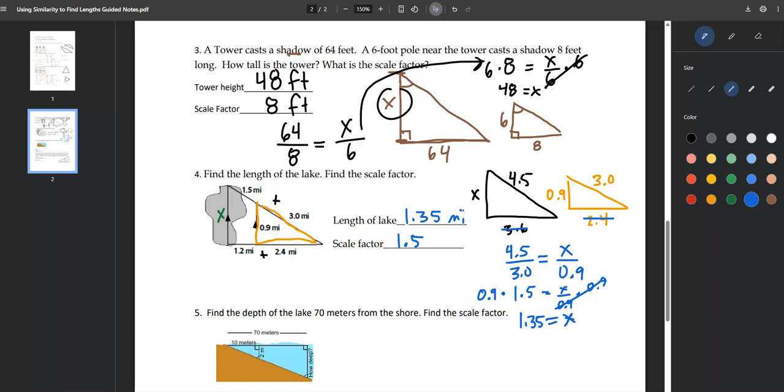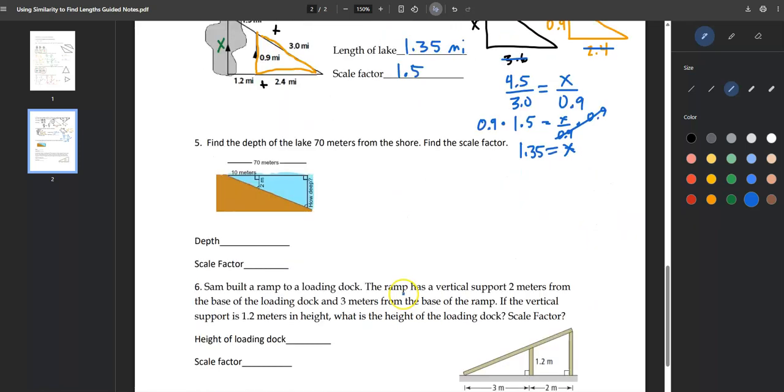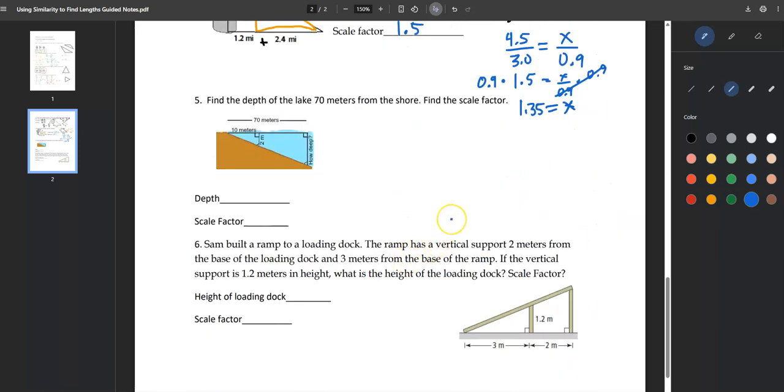So if you ever have a problem where you have a triangle within a triangle, I'd separate them and write the right measurements, and then just start with your triangle with the x, and then go to the side you have, divided by its corresponding side, and then x over whatever. Okay. All right. Let's look at a couple more here while we're at it.